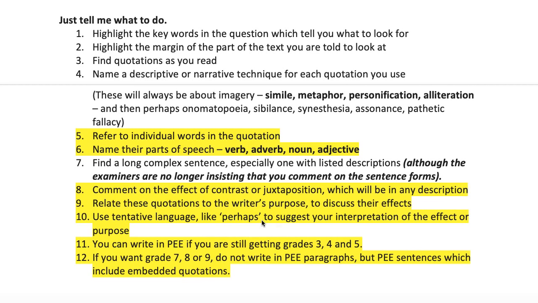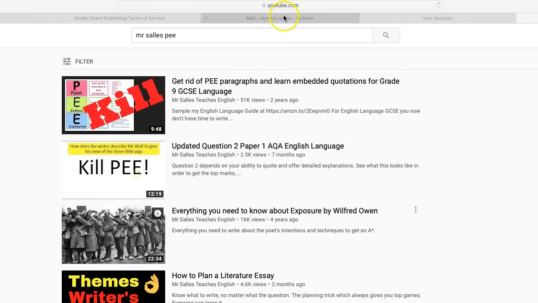I have 2 videos on the problem of P paragraphs. If you're still getting grades 3, 4, and 5, I suggest you still write in P paragraphs. That's your safest way to get those grades. But if you realistically want grades 7 or even 8 and 9, you need to learn to get rid of P paragraphs and write in P sentences. So just go to YouTube, type in Mr. Salles P, and you can see there are 2 videos there on how and why to get rid of P paragraphs in order to write P sentences.